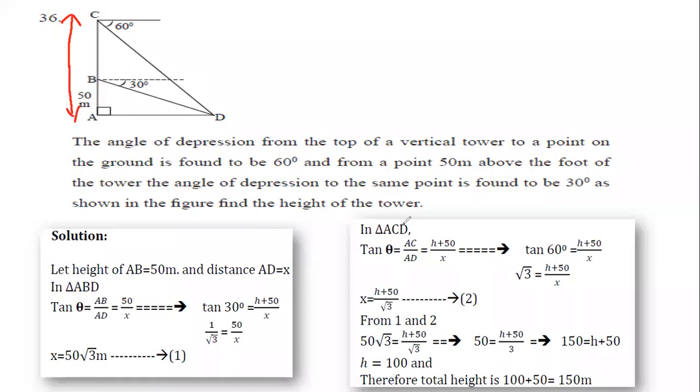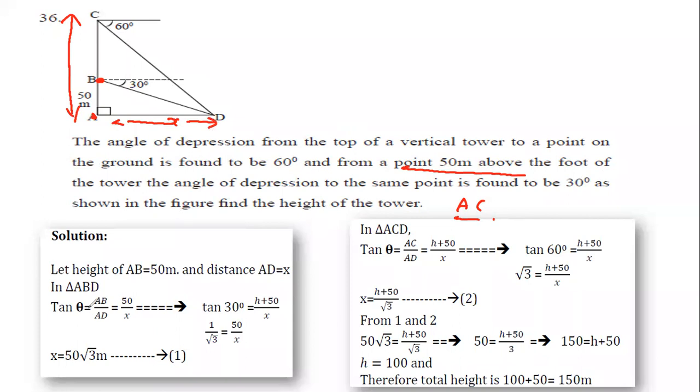You need to find out the height of the tower, so AC, the length of AC, from a point 50 meters above the foot of the tower. So this is the foot of the tower, and they give 50 meters above the foot. Let us consider this distance as X.